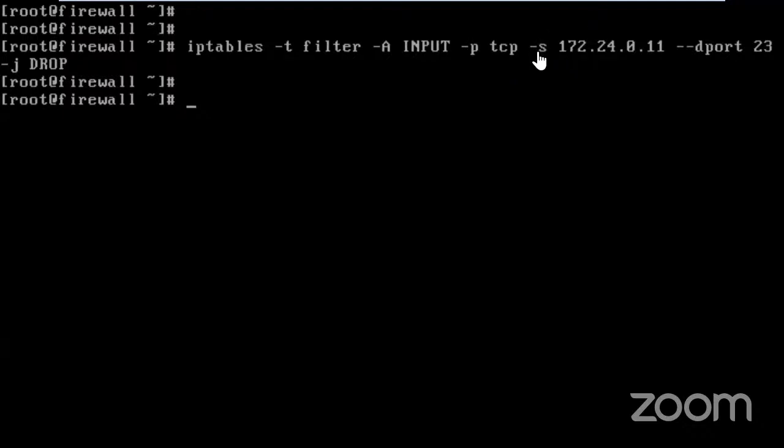Then from which address? 172.24.0.11. And where is the traffic going? Only the traffic which is going towards that telnet. And we should know the port of that telnet, 23. Then what are we going to say? -j DROP.